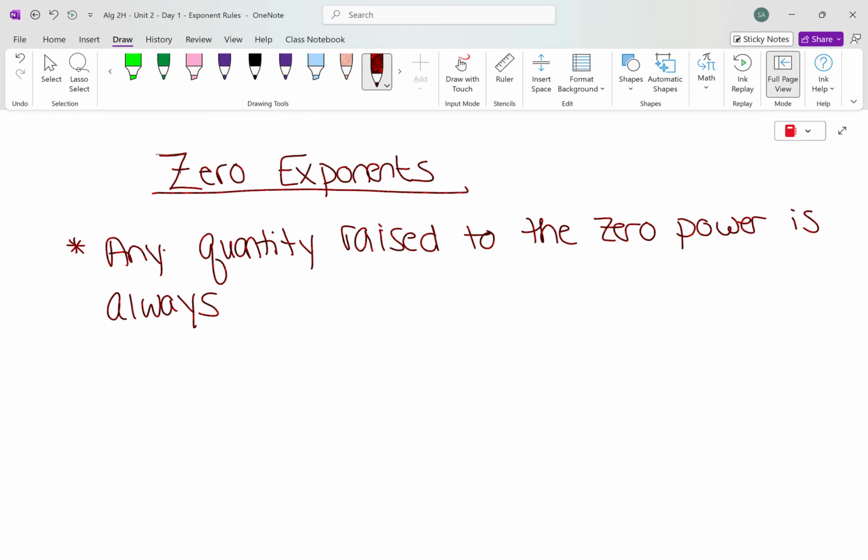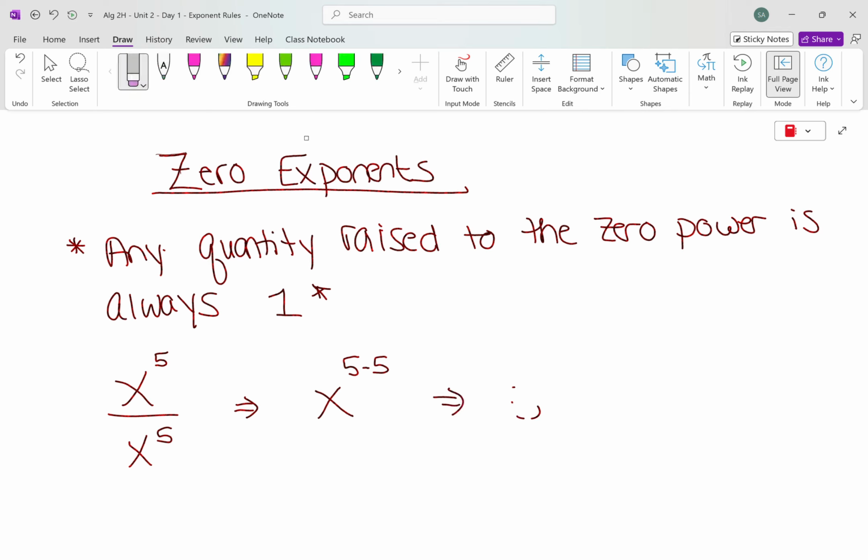I don't know. What's your name? Philip. And what's your name? Your twin, Philip's twin. What's your name? Alex. Okay. Philip, what is it? 1. Any quantity raised to the 0 power is always 1. Where does this come from? If I have x to the 5th divided by x to the 5th, the rules of division say keep your base, subtract your exponent, right? 5 minus 5 is 0.